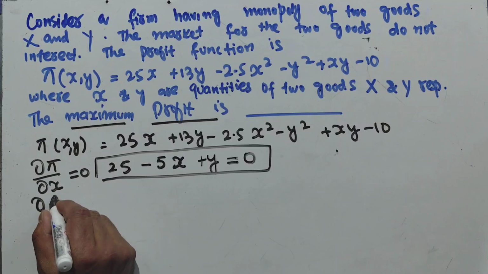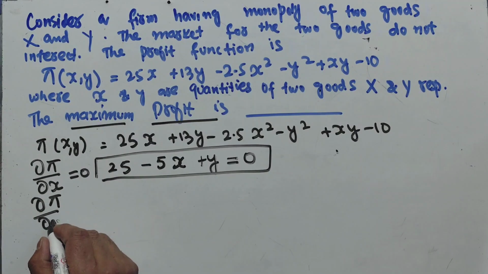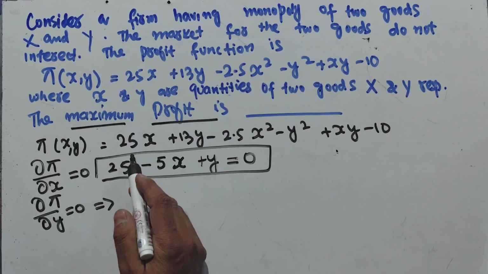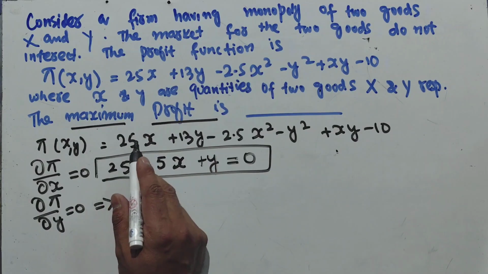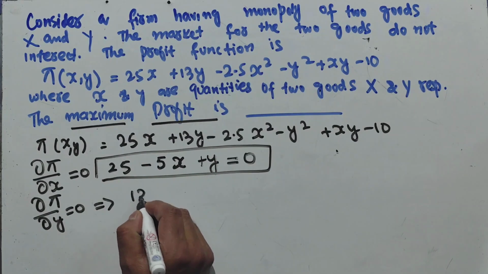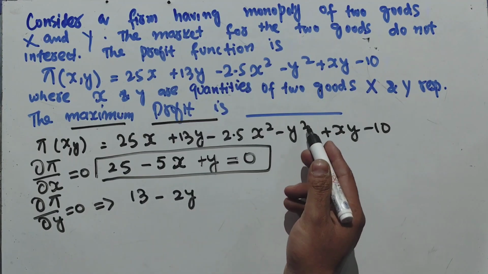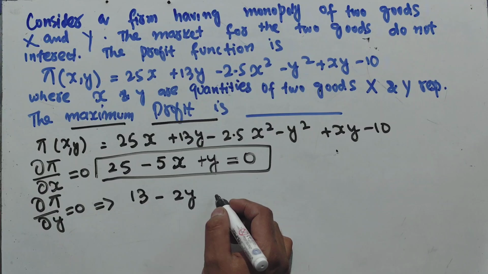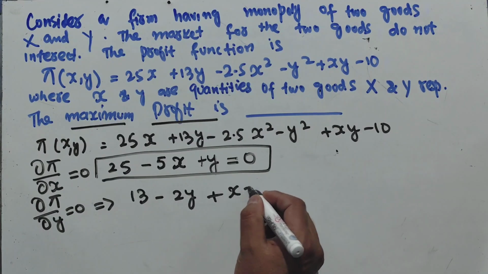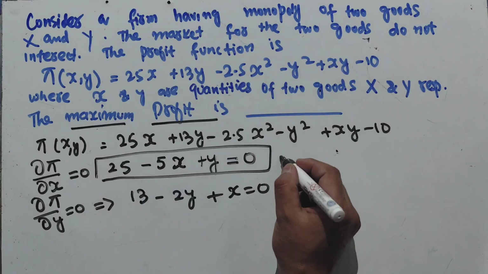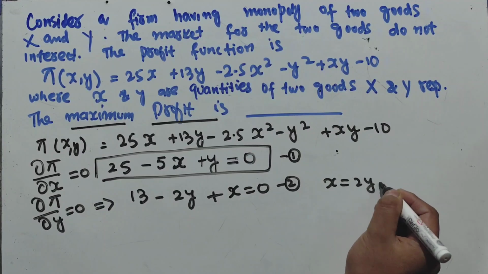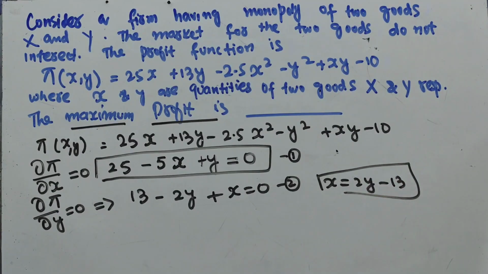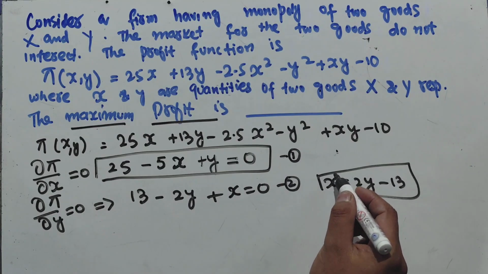Likewise, for the second good, the marginal profit with respect to good Y should also be equal to 0, which means partially differentiating with respect to good Y. The derivative of 13Y is 13, the first term's derivative is 0 because we are taking the derivative with respect to Y, so we get 13 minus 2Y, since the derivative of Y square is 2Y, plus the derivative of XY, which is X, and we set it equal to 0. Now let us call this the first equation and this the second equation. Let us solve the second equation for X. So X will be equal to 2Y minus 13, because if I transpose this term it becomes positive and 13 becomes negative. Now we plug the value of X here.